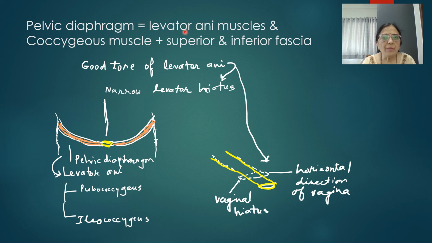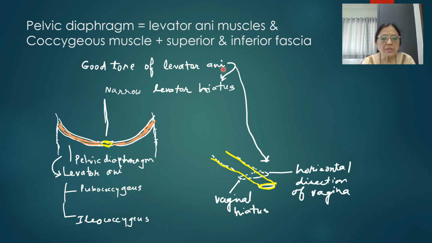So the pelvic diaphragm is the levator muscles and coccygeus muscle along with superior and inferior fascia. The superior fascia is the fascia covering the superior aspect of the levator muscles and coccygeus muscle. The inferior fascia is covering the inferior part. It is the fibrous tissue covering the muscle, and in between, like a sandwich, is the muscle, and that is why we call it a pelvic diaphragm.